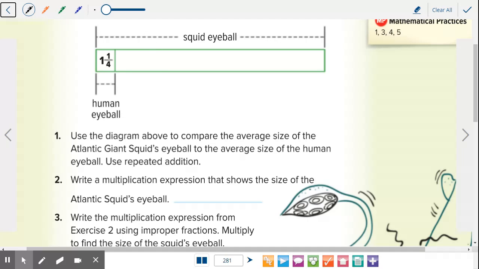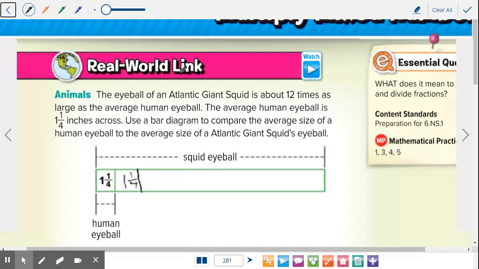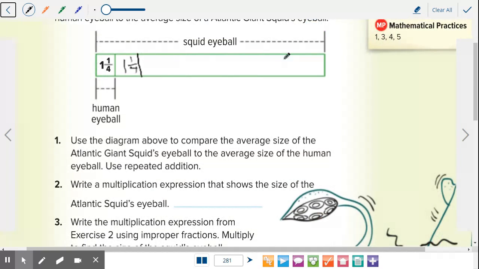So the squid eyeball is going to be, so then we have 1 1/4 right here, because they said it was 12 times as large. So we got to get 12 1 1/4 in there. So we have 3, 4, 5, 6, 7, 8, 9, 10, and I might add a little bit more because I want too big. So all those should be 1 1/4, because it's 12 times as large. Okay, get your math book out.